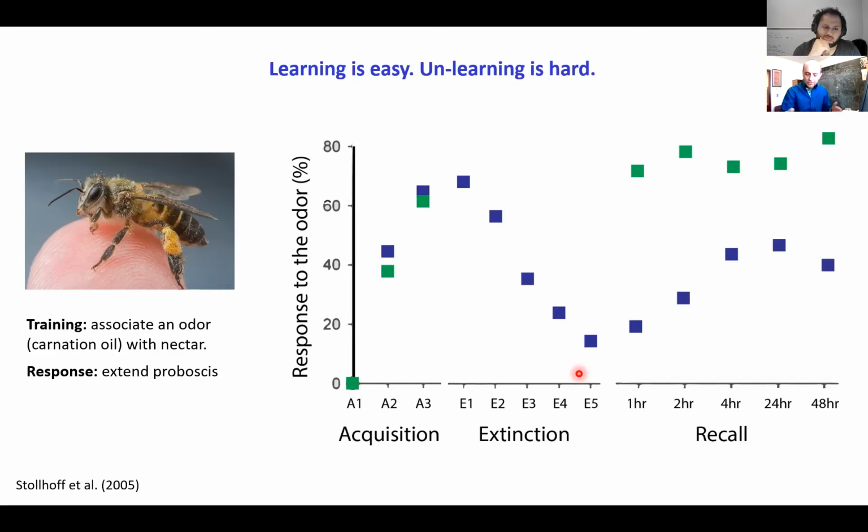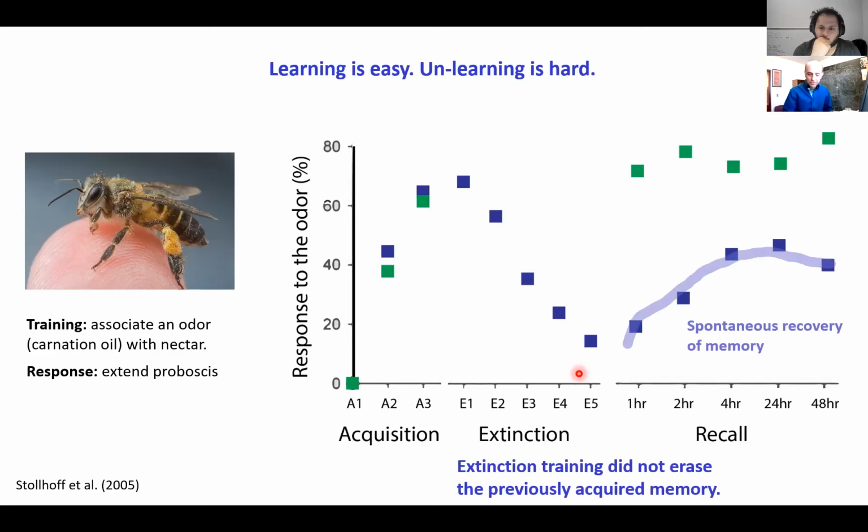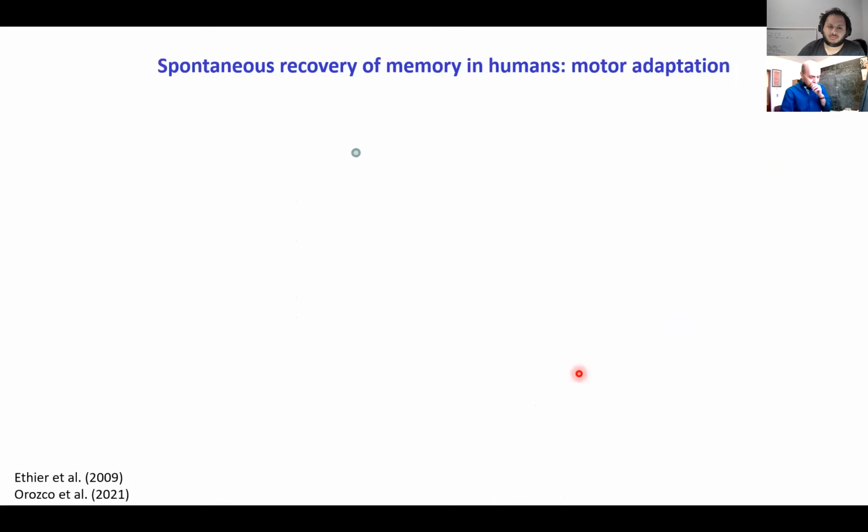And this is called spontaneous recovery of memory. So basically what you learn is that extinction training didn't erase this previously acquired memory. Somehow it masked it. And with passage of time, that initial memory that was acquired just comes back again. It's called spontaneous recovery. Okay. Now, this is really a ubiquitous concept in memory research.